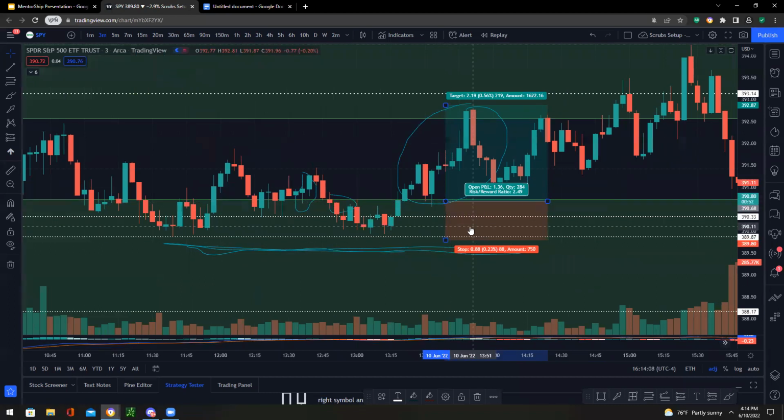So this would probably be, I'm not really sure exactly what this would be, probably about 20% or so, give or take, 20 to 25% risk to reward, or excuse me, stop loss.